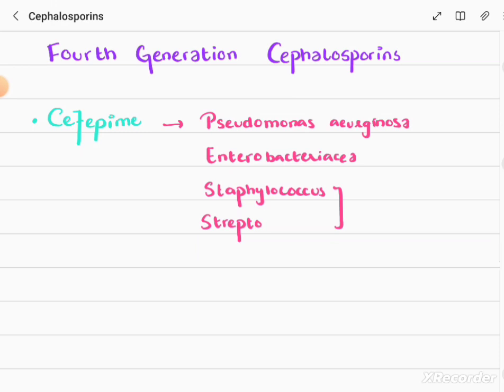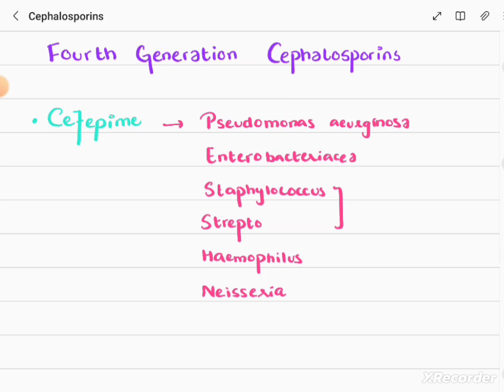So we'll use cefepime in the treatment of these infections. Now, cefepime also has good activity against Haemophilus, which causes pneumonia, and it also has good activity against Neisseria species, which cause gonorrhea and gonococcal cervicitis and urethritis, and we can use cefepime in the treatment of all these conditions.